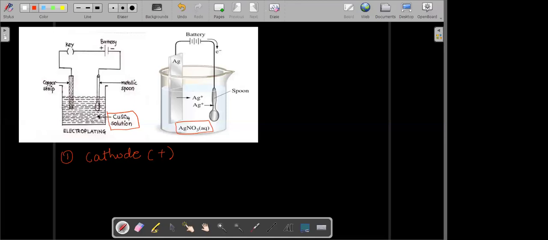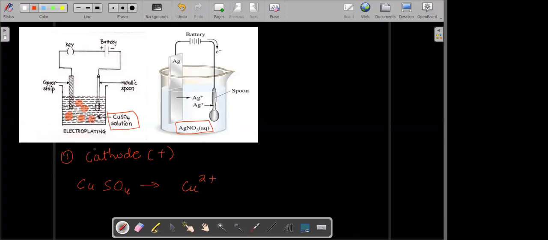For example, in the first case, we have taken copper in the solution. So we can see copper sulfate, which produces copper ions. Cu2+ ions will be produced in the solution. So in the solution here, you will find these copper ions.